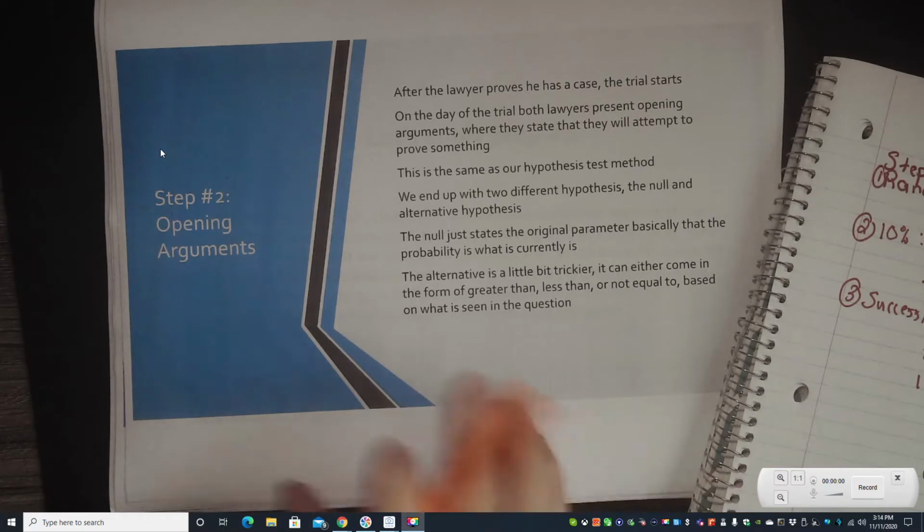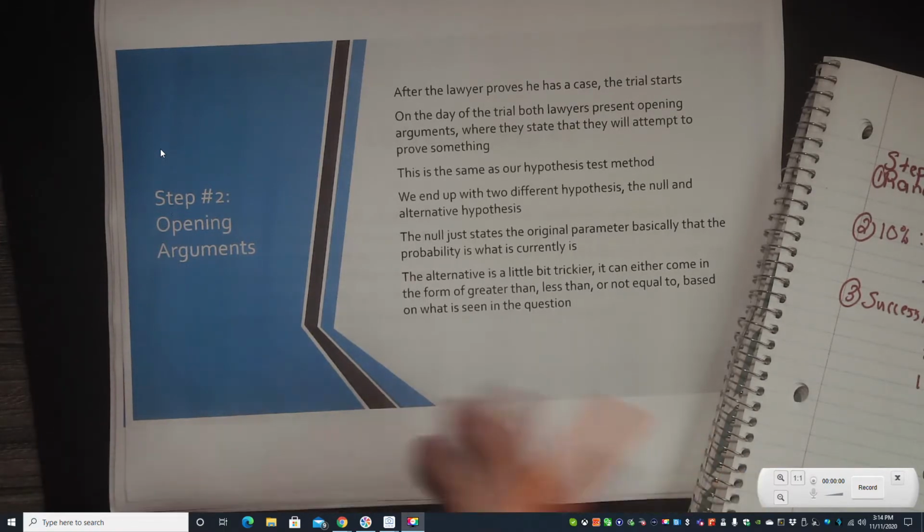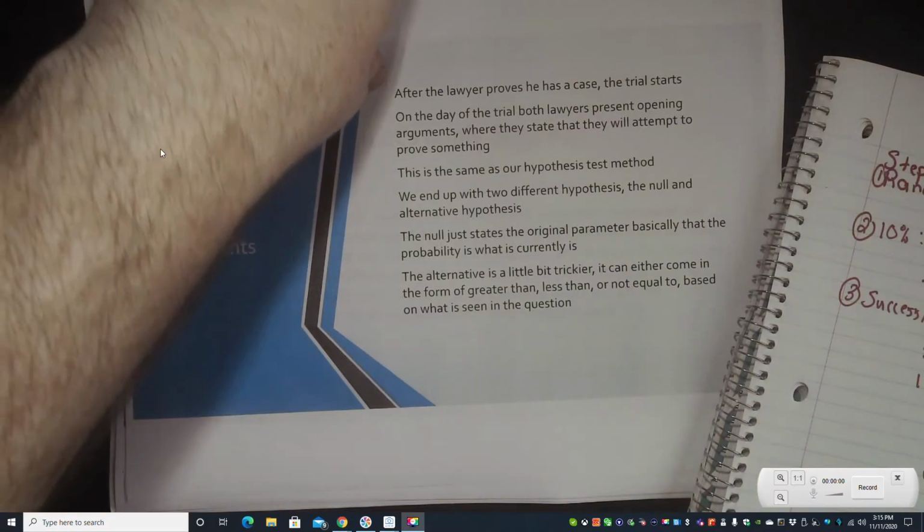The null just states the original parameter is what it is, basically what the probability currently is. The alternative could be slightly trickier because it's either going to be less than, not equal to, or greater than, based on what we see in that last question. So let's apply this real fast.